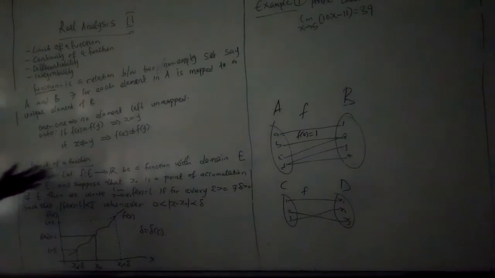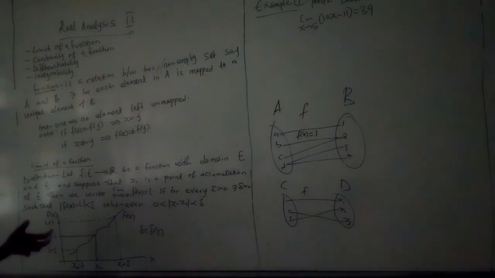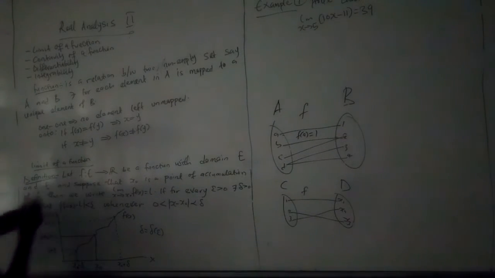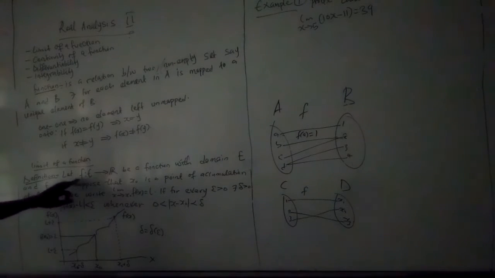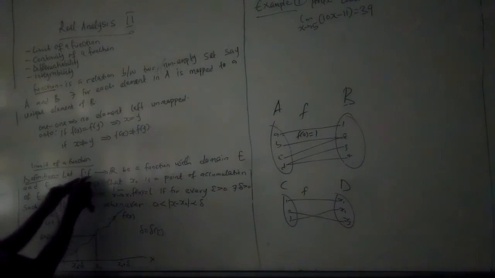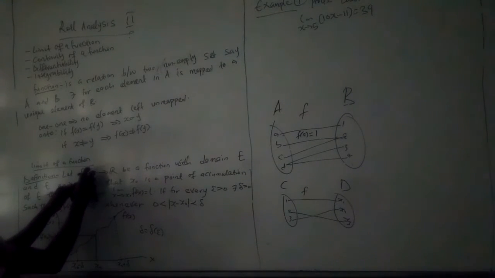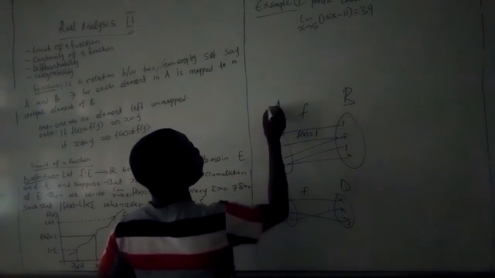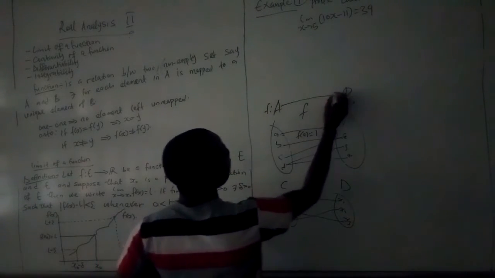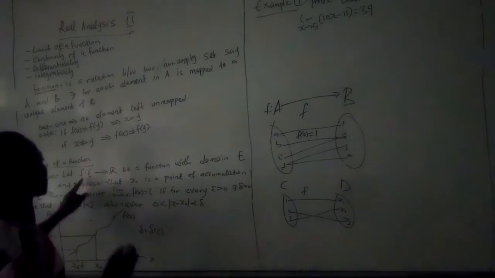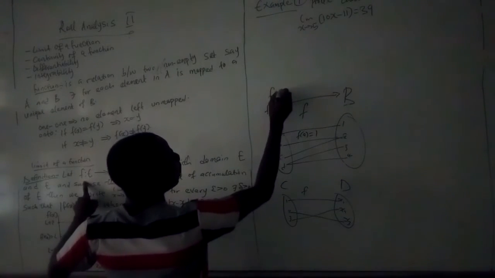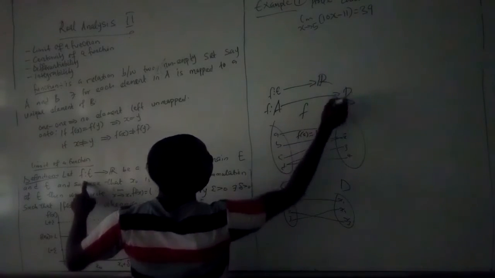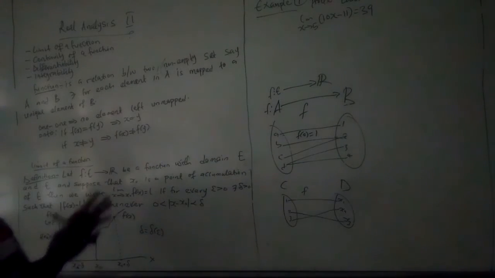So now, this function has a limit. By definition, we define the limit of a function. Let f be a mapping. So this is a mapping from the domain where we are just taking a value into R. Suppose a mapping from A to B. By this definition, it is a mapping f from the domain E to R.